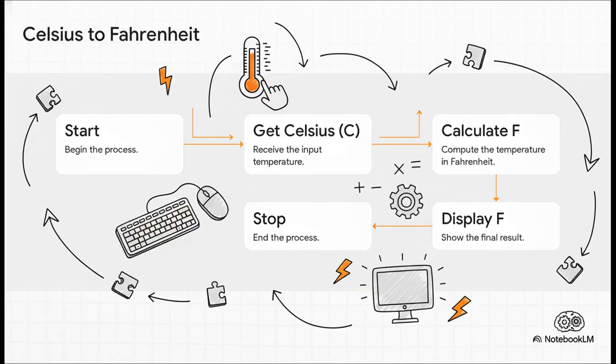Let's make this real. Imagine we want to convert Celsius to Fahrenheit. What's the recipe? It's super simple, right? You grab the Celsius temperature. You do one quick calculation. You show the answer, and you're done. See? Each step is tiny, totally clear, and just flows right into the next one. This is exactly what we mean by breaking a problem down.